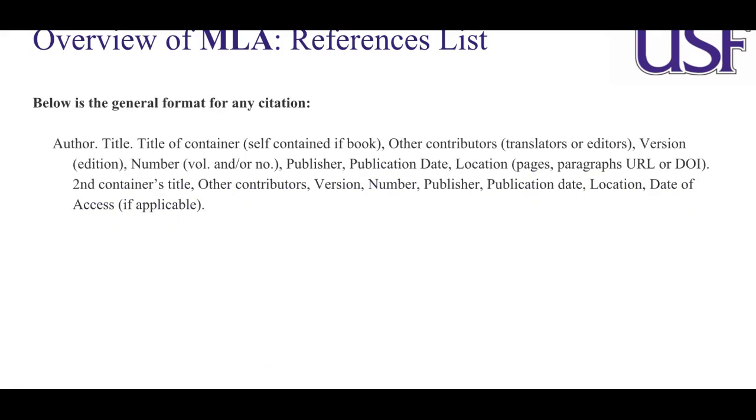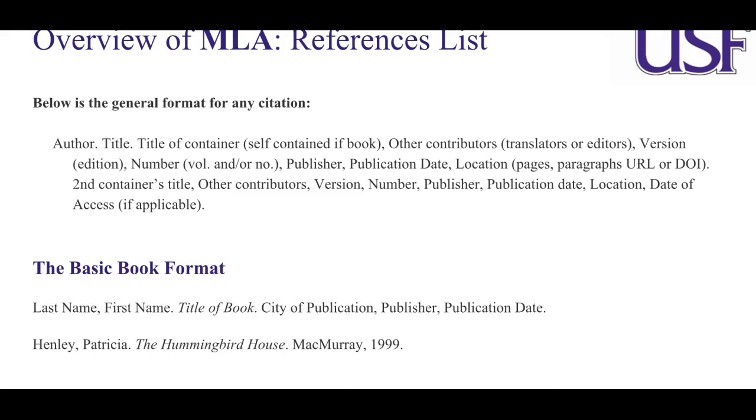The general format for a reference list or works cited in MLA includes your author, your title, the title of the container or the book or the volume, as well as the publisher, publication date, and location. A couple of examples there based on the information that is given to you in your document.